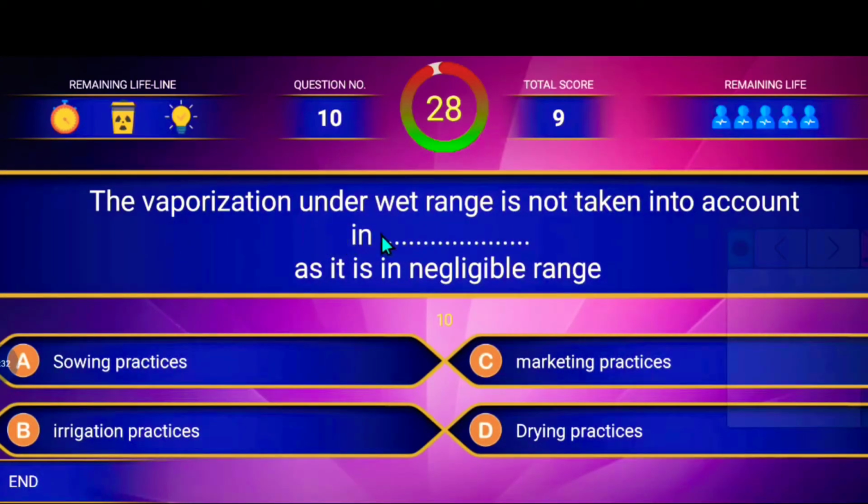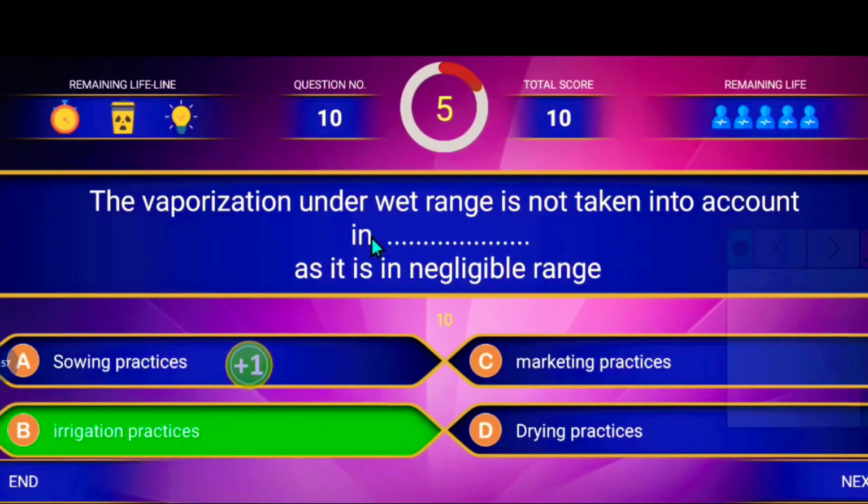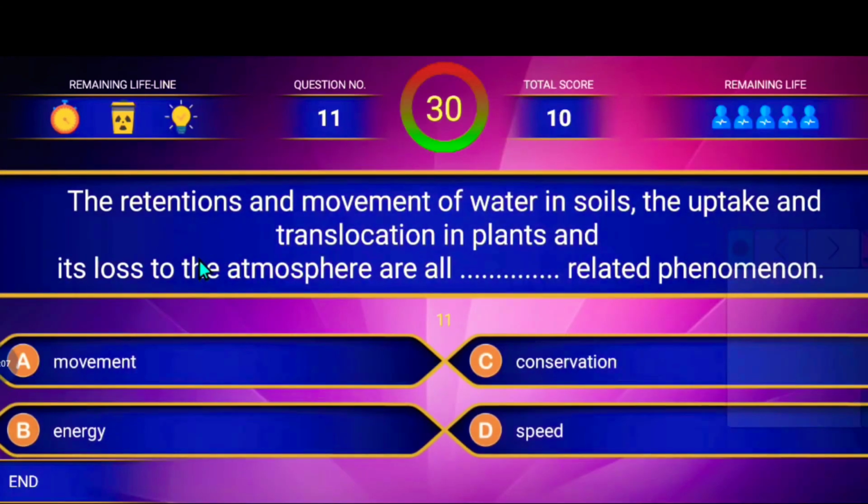The vaporization under wet range is not taken into account in dash dash as it is in negligible range. So the correct option is, see the options. First is sowing practices, second one is irrigation practices, third is marketing practices, and the last one is drying practices. So the correct option is irrigation practices. Vaporization under wet range is not taken into account in irrigation practices as it is in negligible range. It is the correct. Go to the next.